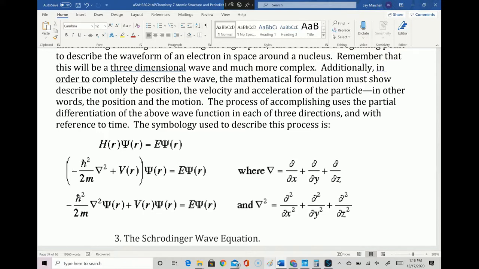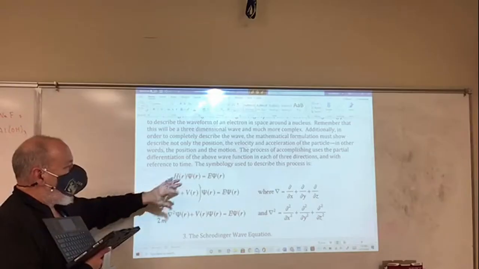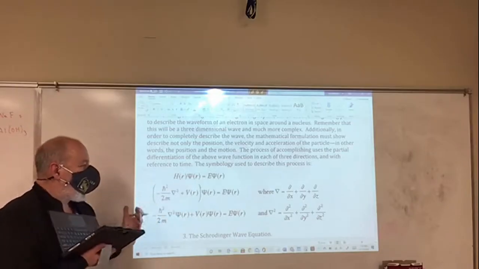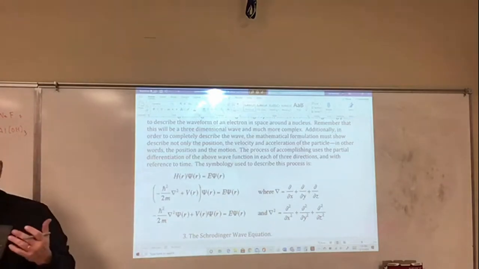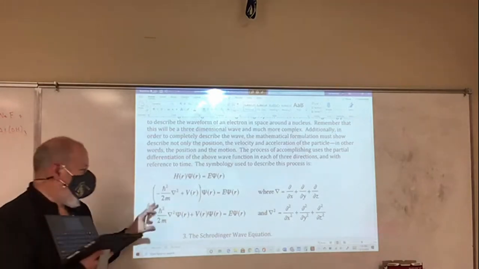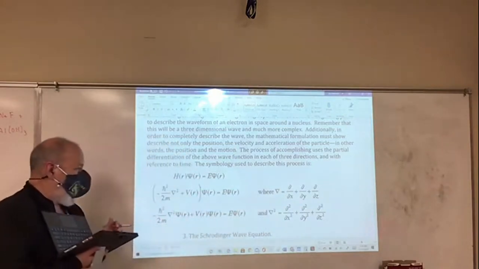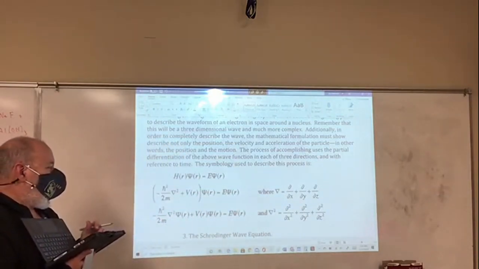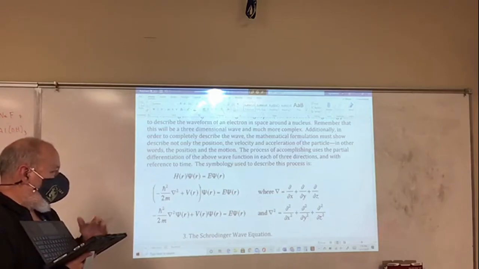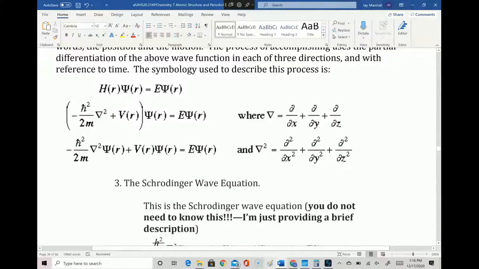So, with reference to time, the symbology used to describe this is this. I'll go through this just real quickly, but don't worry about this. I'm just showing it to you to show you what it looks like. This is really advanced math, and you wouldn't be expected to know anything like this on the AP test. I just want to show it to you so you can see what it looks like.